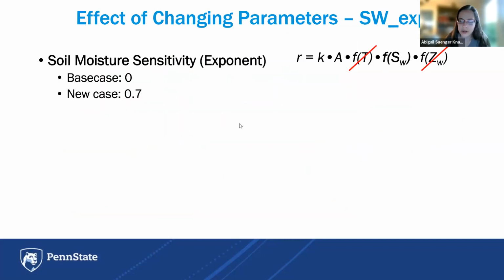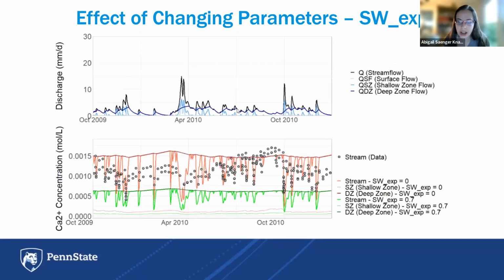Lastly, let's look at the soil moisture sensitivity and change the parameter for SW_EXB from 0 to 0.7. Here, I've plotted the results stacked with the modeled hydrology in shades of blue. We can see that our changes have lowered the concentrations. Here, the new case is in the green shades in all of the zones.